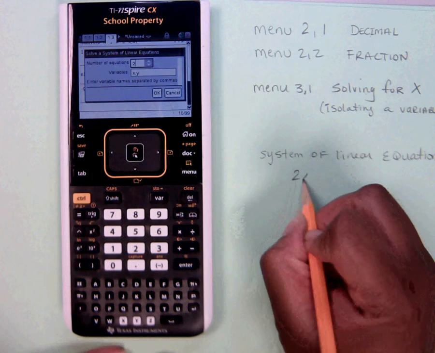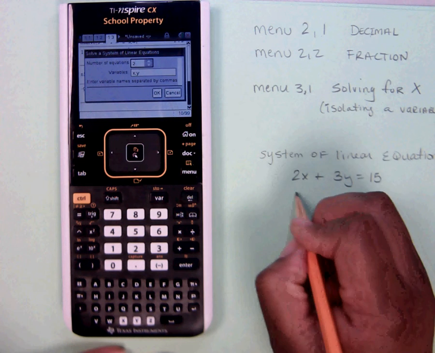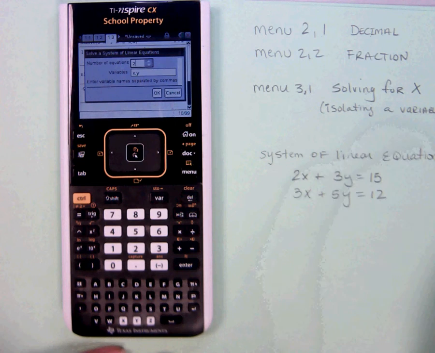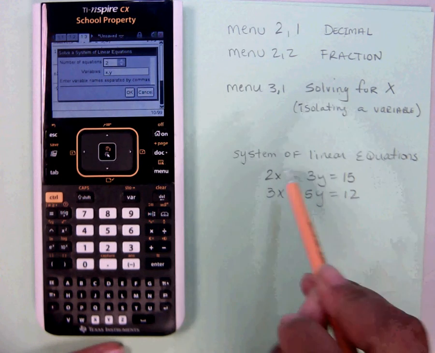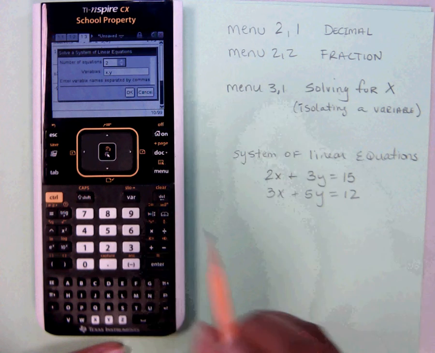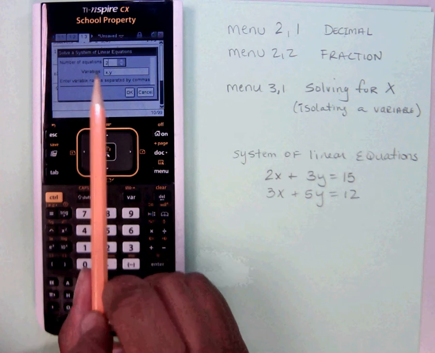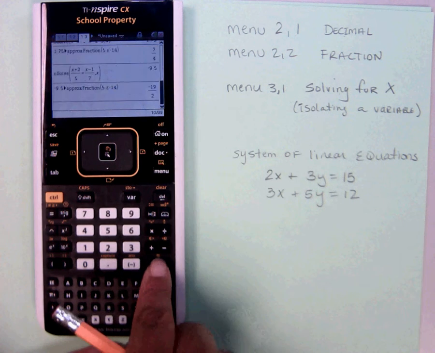So, here's one equation. And here's another equation. I'm using x and y. This is when you use menu 3.2. So, two equations, and I'm using x and y. So press enter. This is ready.